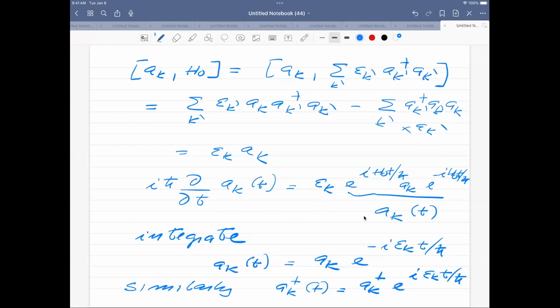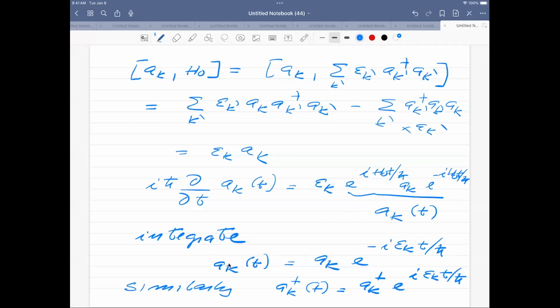Because when I integrate from time t equals 0 to time t, then at time t equals 0, all the operators in the Heisenberg picture, the Schrödinger picture, and the interaction picture are the same. When I set the limit t equals 0, then this a_k of t equals 0 is equal to a_k, the time-independent creation and annihilation operator.